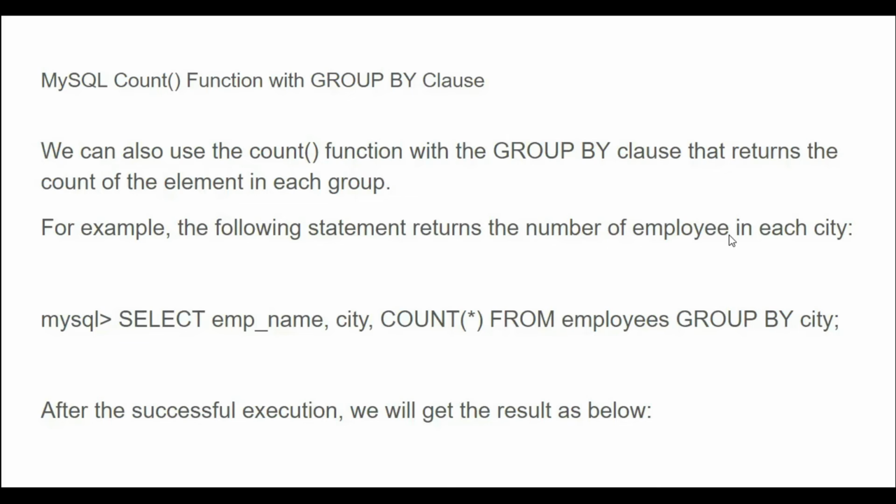So we want to categorize the employees based on city. So select employee name and city and count star. Suppose a person who is coming from Delhi doesn't have certain details in the row set. That detail should also be taken into consideration. That's why I'm using star over here, and I'm grouping that table by city. So you will see the result.